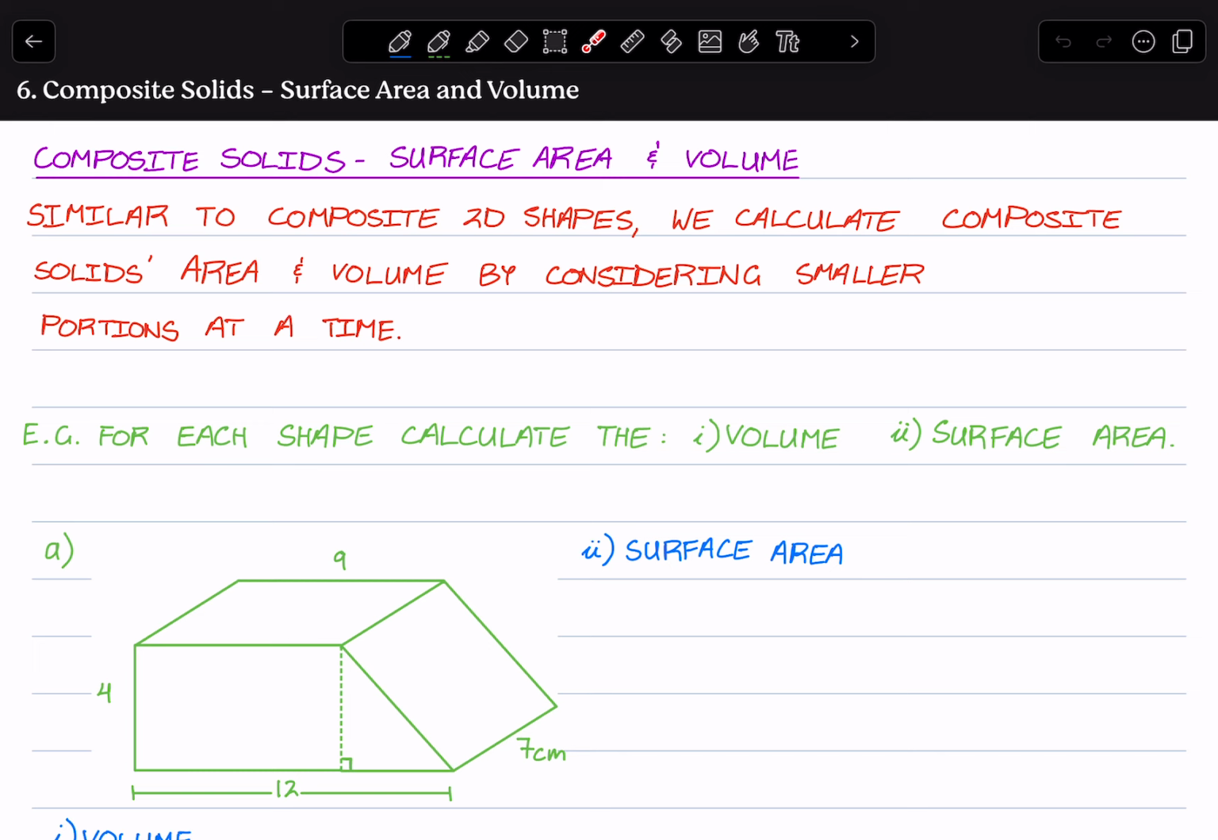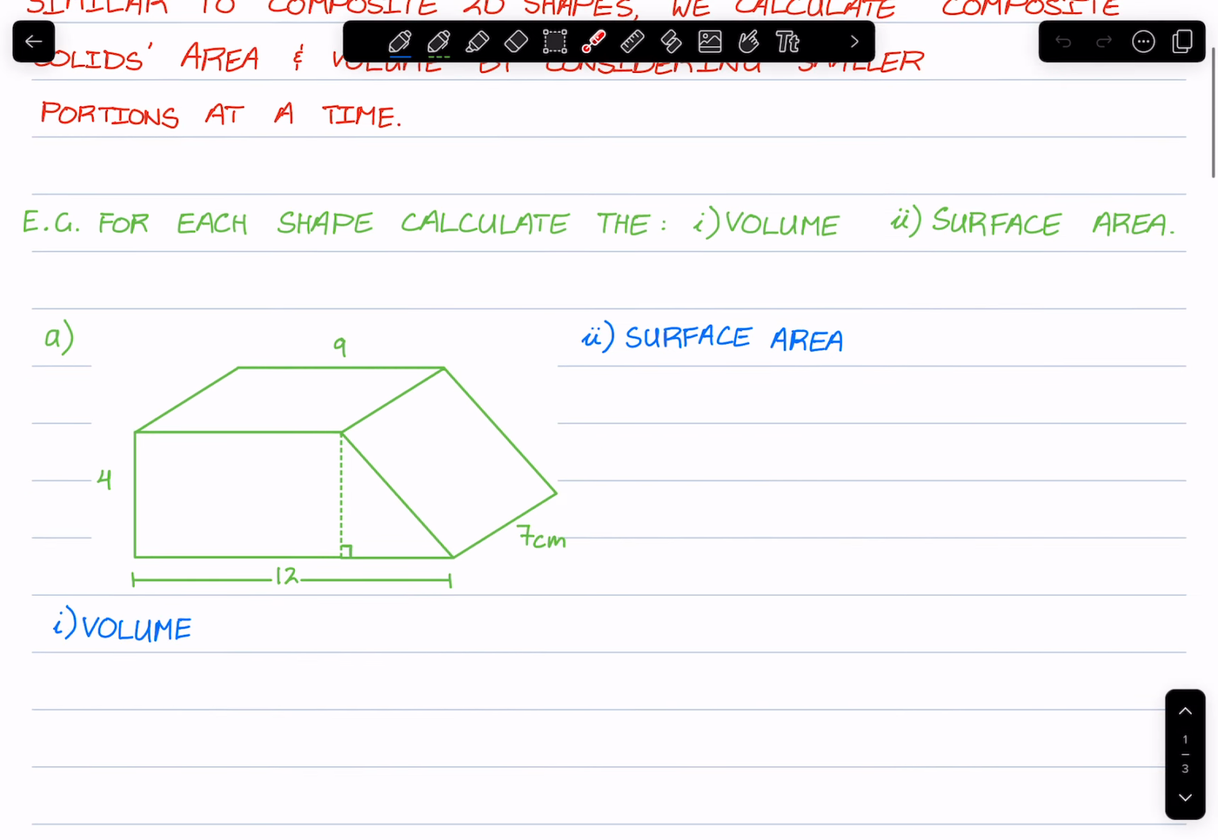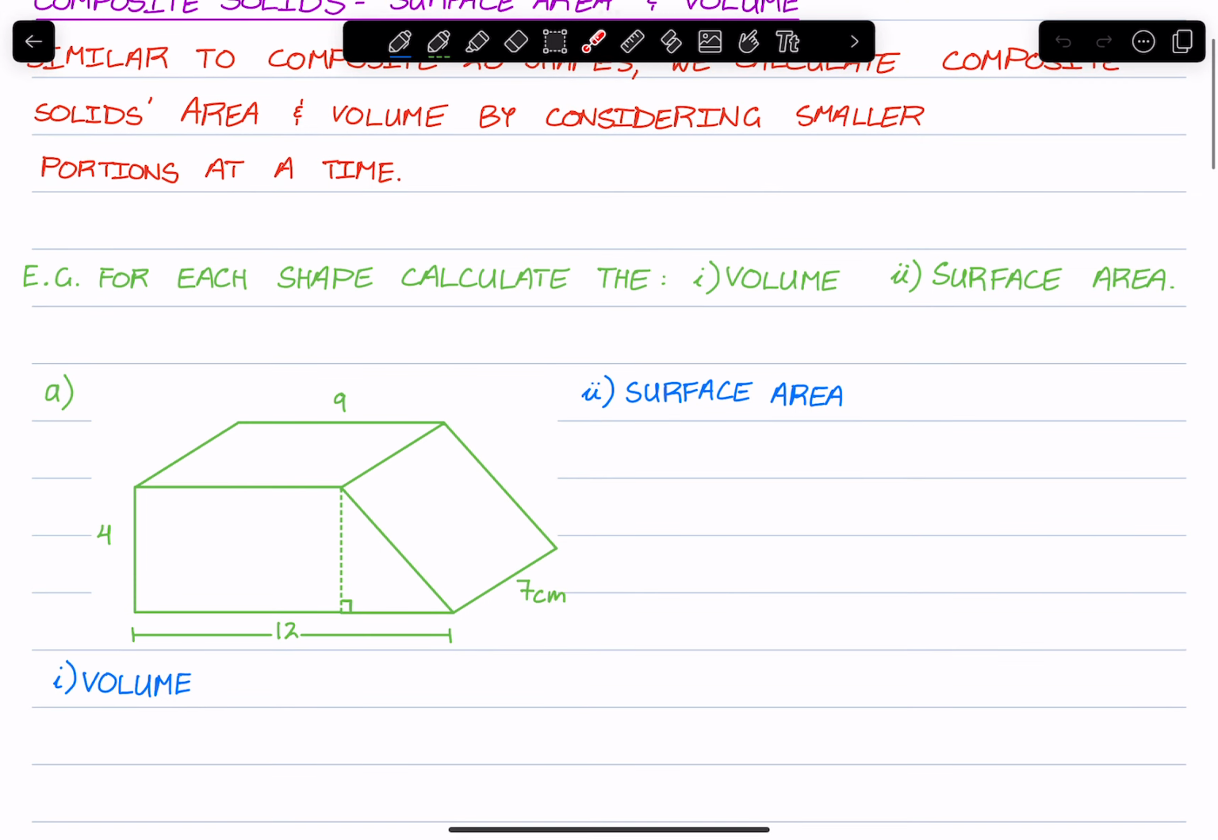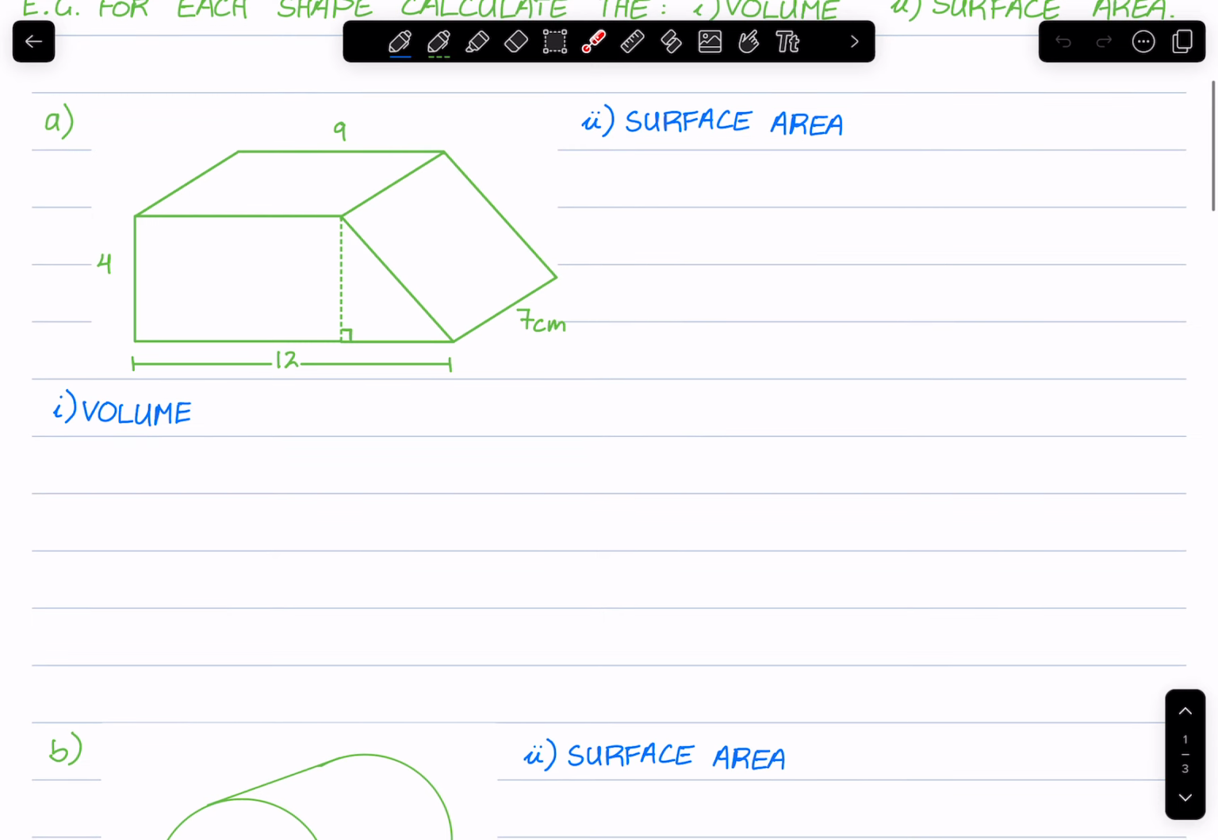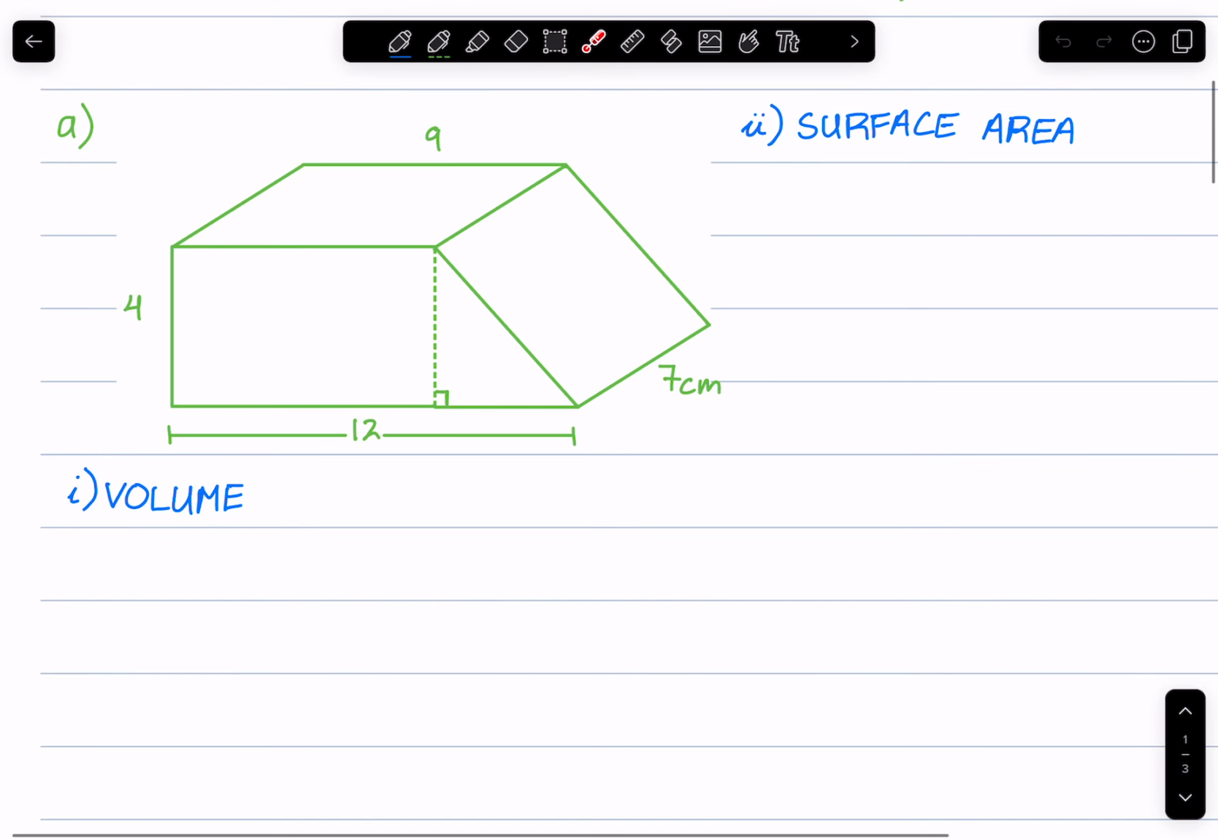So similar to composite 2D shapes, we calculate the surface area and volume of composite solids by considering smaller portions at a time. So we're going to be going through 4 different examples. I'm going to break it up into the volume first and then the surface area of each. Now this idea of smaller portions at a time, I'm going to demonstrate that to you. And let's just go straight into it for this first example here.